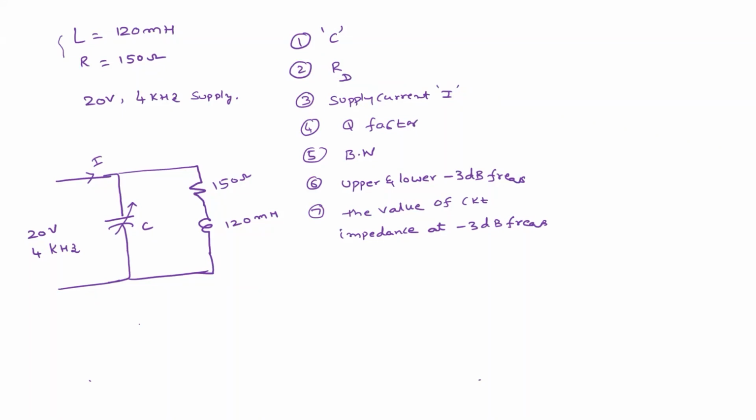So all these things you need to calculate at the resonant frequency, which is given as 4 kilohertz. The condition of the supply current being minimum means it is the resonant frequency, right?